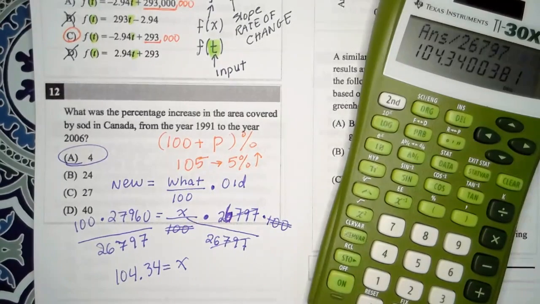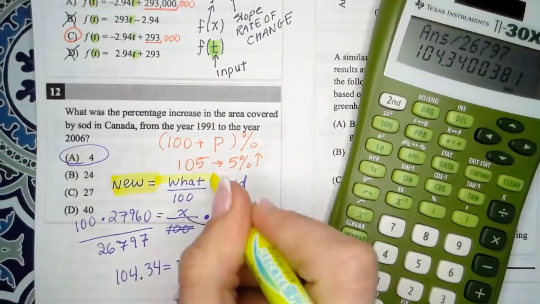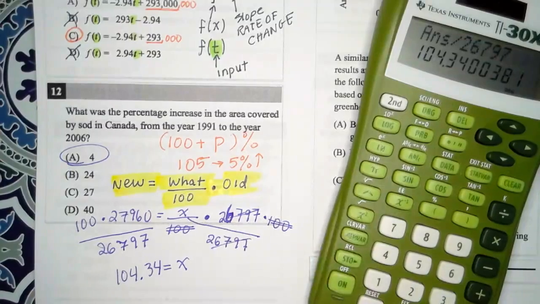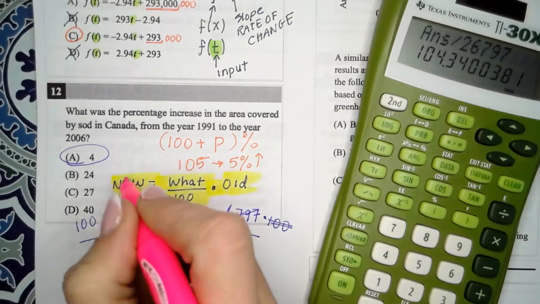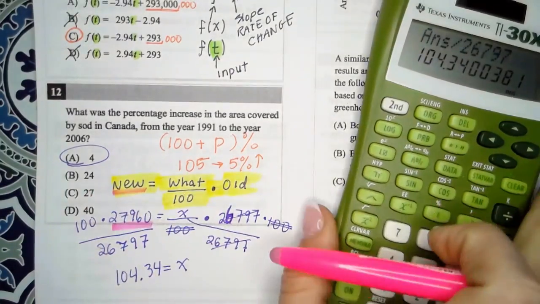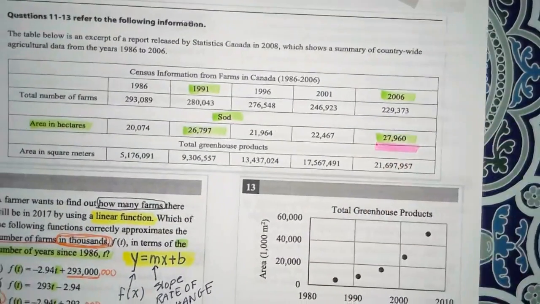The main formula you've got to know in order to do it is your new amount. New amount is what percent of the old amount. And then you just drop each thing into the equation, and that's it. So it's 104%, I'm rounding, of the old amount. So we solved for what? What is the X? Okay, because we didn't know what that was. So we knew the new amount. The new amount was 27960. That was in the problem over here, 27960. That was the new amount.